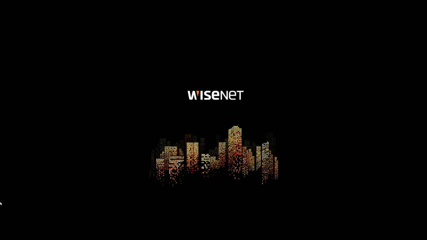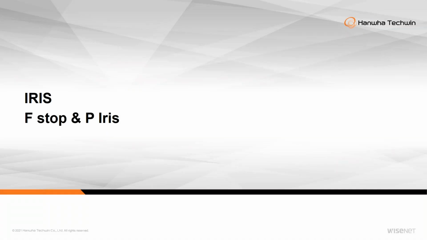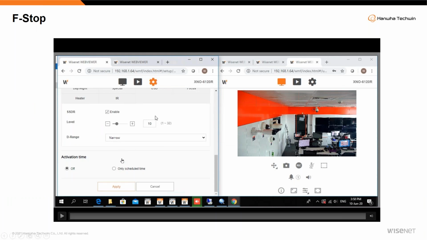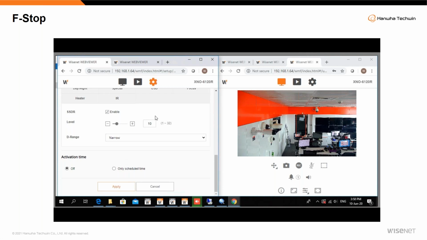So today we will see the next topic, iris, f-stop, p-iris. These are words that is good to know. If you are not aware of it, they can be misleading to you and you might end up buying some lies. So first is f-stop. What is f-stop? F-stop is the number attached to the lens.